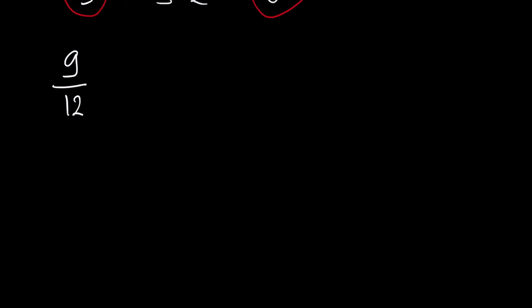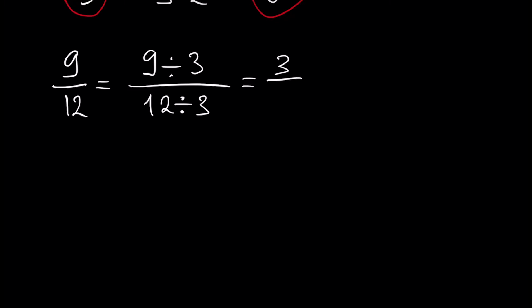For example, 9/12. Both numerator and denominator can be divided by the same number, say 3, and the result will be 3/4, and these two numbers are equal. This is reducing to lower terms.